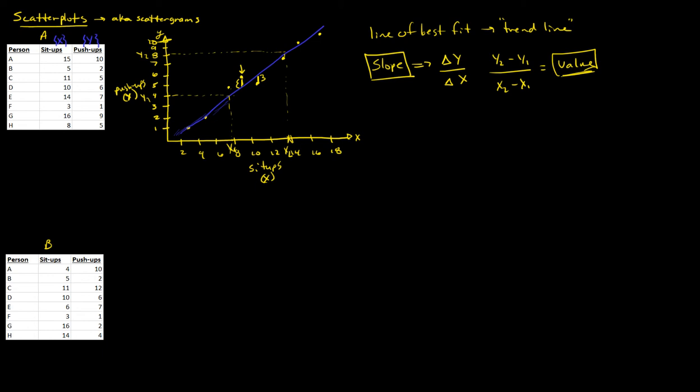So let's look at data set B. Now in data set B, I have altered the data. Let me get a set of axes here. So we've got X, we've got Y, we've still got push-ups, we've still got sit-ups down here.